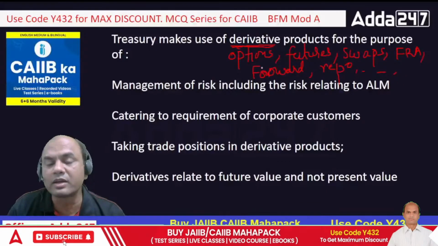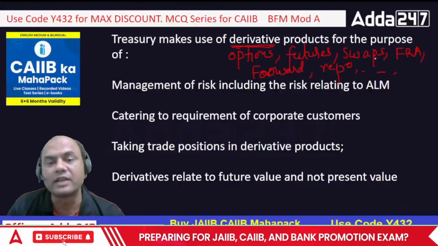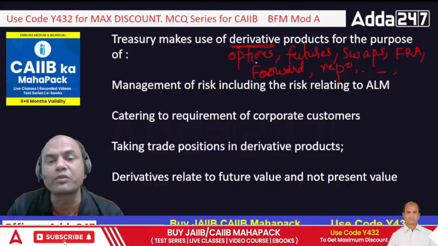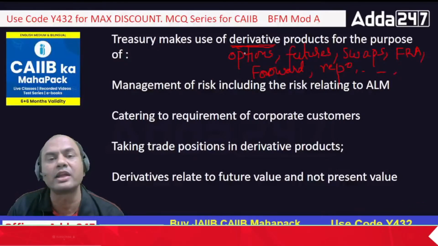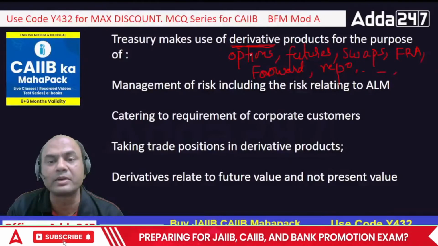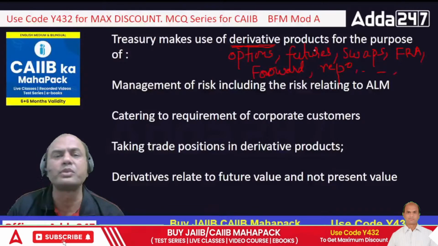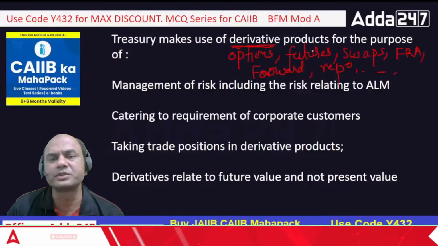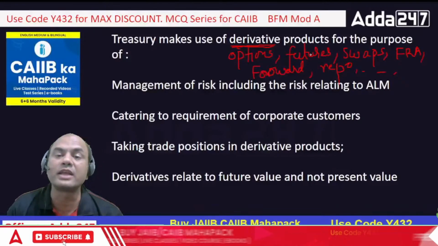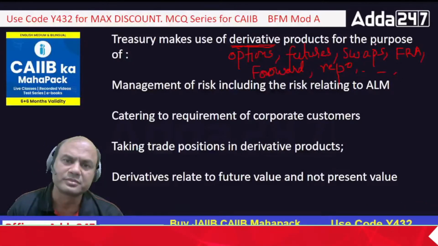But the one point common in all of these is that they are derived from something. Options are derived from a commodity. Suppose I am trading in gold options, then the base is gold. If I am dealing in Nifty options, then the base is Nifty. Similarly futures: gold future, dollar future, Nifty future, anything I can trade. The base is something else, and based on that, these are derived. Similarly swaps also.